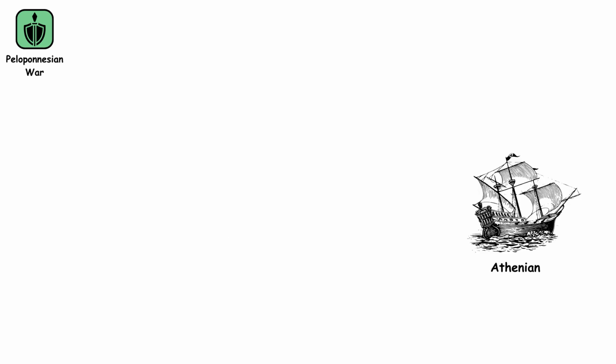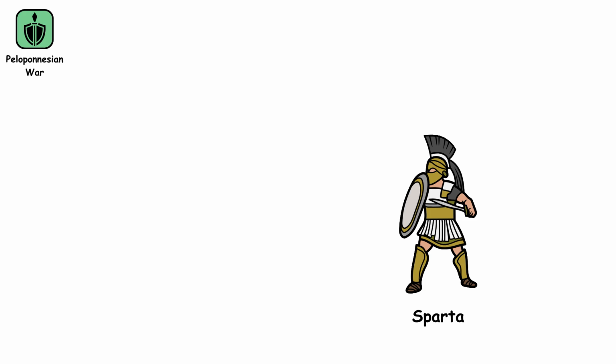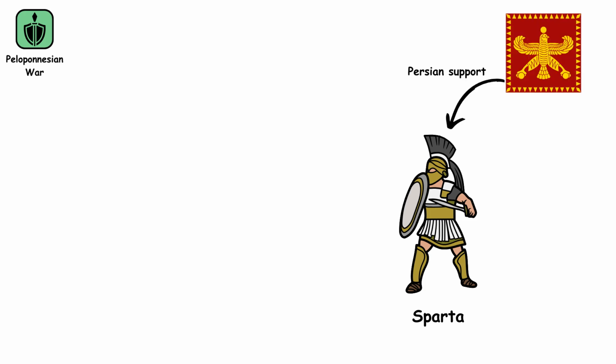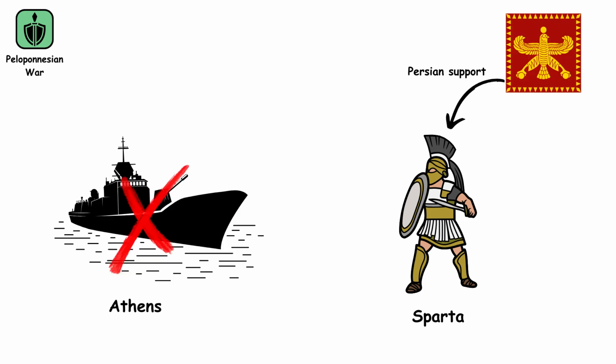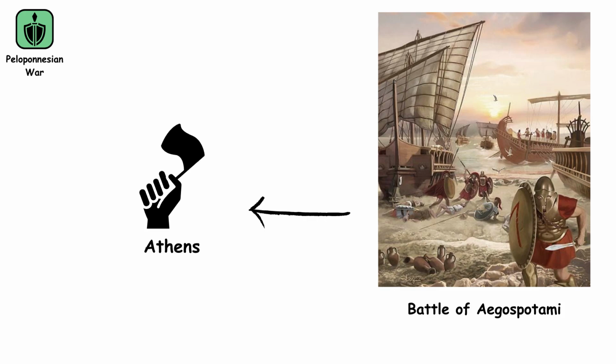The disastrous Athenian expedition to Sicily marked a turning point, severely weakening Athens. Sparta, bolstered by Persian support, ultimately triumphed after defeating the Athenian navy at the Battle of Aegospotami. The war ended with Athens' surrender, altering the balance of power in ancient Greece and leaving both city-states weakened.